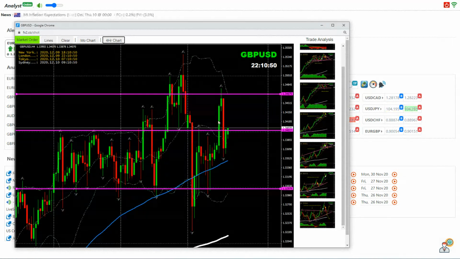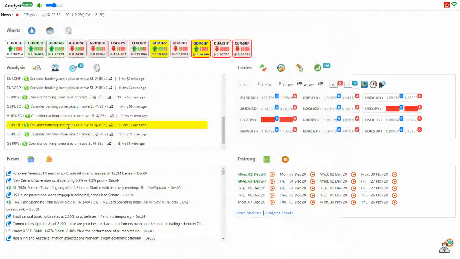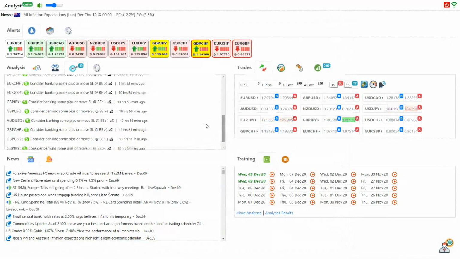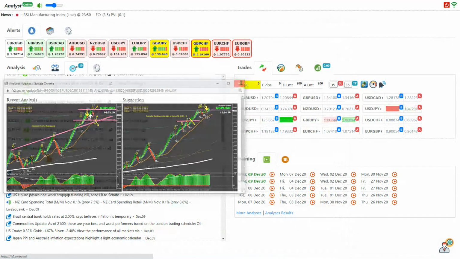We explained the pullback long and then the pullback short, explained by watching the 4 hour, defining the market sentiment, refining entries and exits, and taking beautiful pips. So you can see we had such beautiful trades, all the pound dollar trade analysis, explained in more detail.